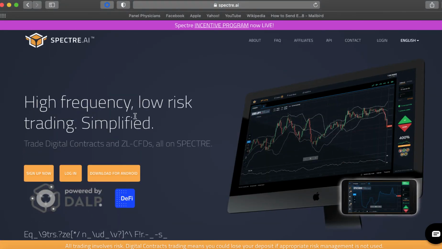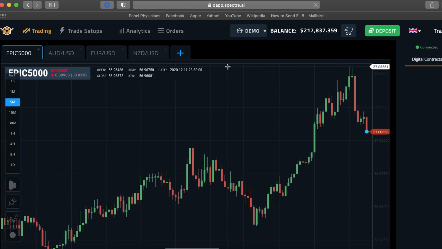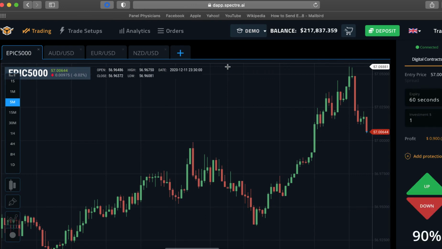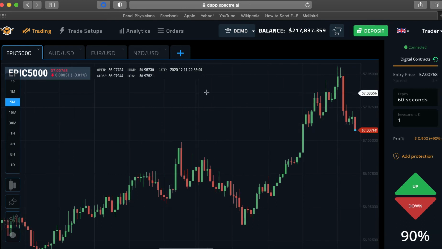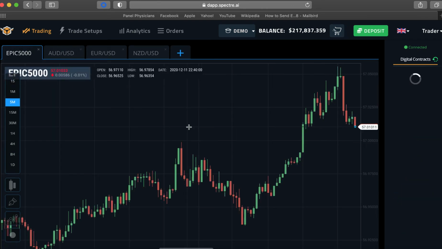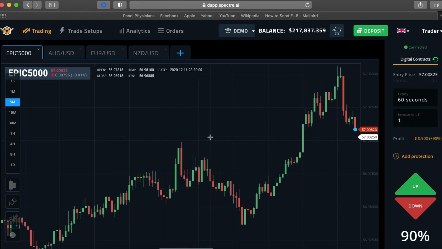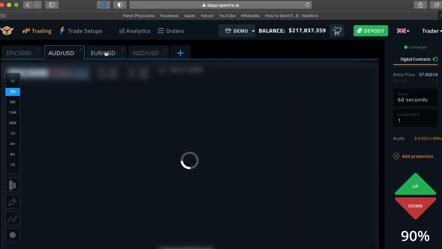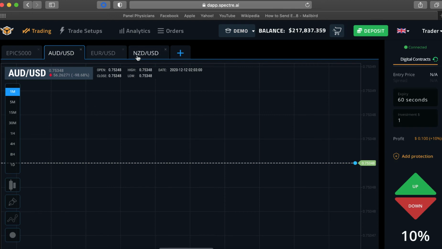Okay, now let's go actually into the login. So I'm going to log into my demo account and show you how to actually trade on Spectre. When you open the trading platform, you see this page, very nice page, very well done. It looks exactly like one of the top-notch brokers out there. And you also have your asset pairs, your forex pairs, and your Epic 5000. Epic 5000 is a creation of Spectre. Basically, it's like an index, and you can trade on that as well. Okay, and they also have forex pairs here.